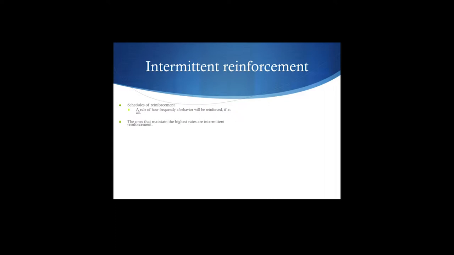Now, we can think about a continuous schedule of reinforcement. A continuous schedule would be if you do something, then you get reinforced immediately for it. Think flipping on the light switch. Flip on the light switch, lights come on. So that's a continuous schedule of reinforcement. Every time you flip the light switch, lights come on, or they go off, depending on which direction you're going.